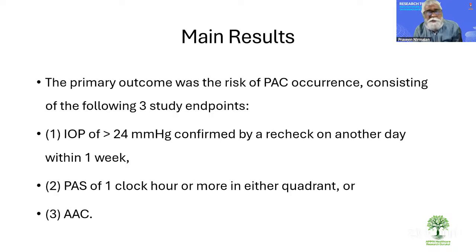The primary outcome in this study was the risk of PAC occurrence, consisting of the following 3 study endpoints: an IOP of more than 24 millimeters of mercury, confirmed by a recheck on another day within 1 week. So you consider this carefully. An IOP of more than 24 millimeters of mercury, is that all right as an endpoint criterion? Is the confirmation all right? A recheck on another day within 1 week, is the duration all right? Do we need to have it more than 1 week? Could it be less than 1 week? Clinically, what do you think is appropriate?